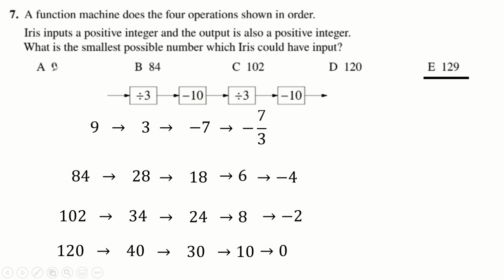If you're going to try numbers along a line in UKMT, you might want to start at the last one, because they often make it the last one on questions where they know you're going to do that, just to troll you. So maybe start at the last one.